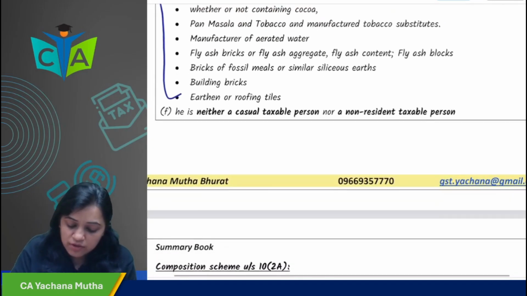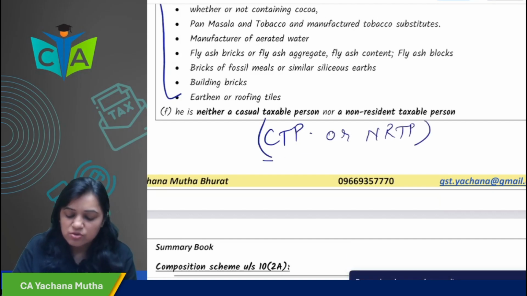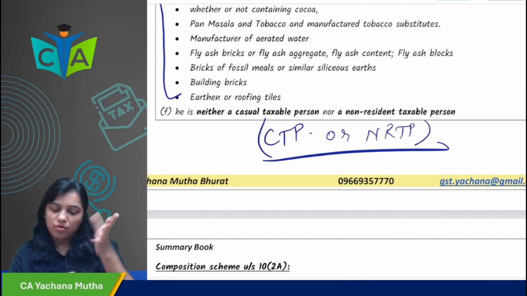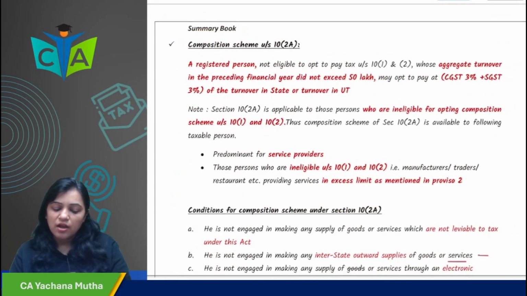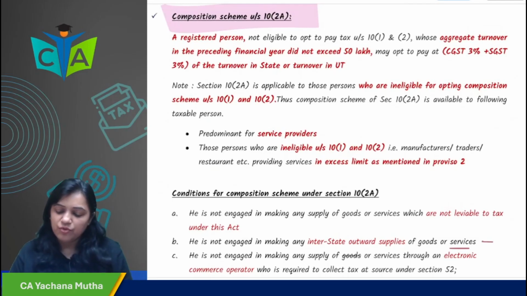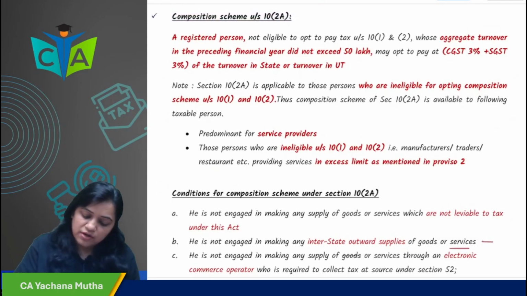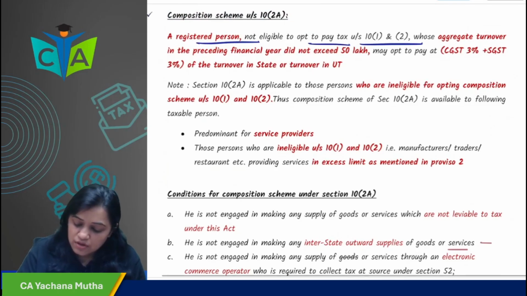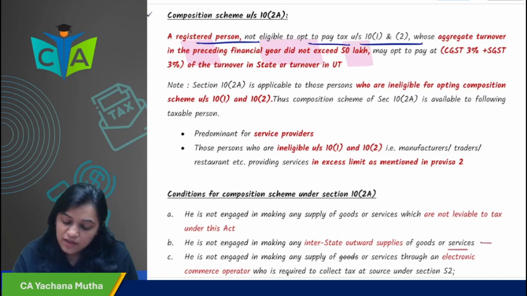Okay. Next, he is not a CTP, casual taxable person, or NRTP. The composition scheme is not allowed to a casual taxable person or NRTP. Next, composition scheme under 10(2)(a). If you are a registered person, not eligible to pay tax under 10(1) and 10(2), and the aggregate turnover in the preceding financial year does not exceed 50 lakhs, then you can opt to pay at the rate of 3% CGST, 3% SGST of turnover in the state or union territory.